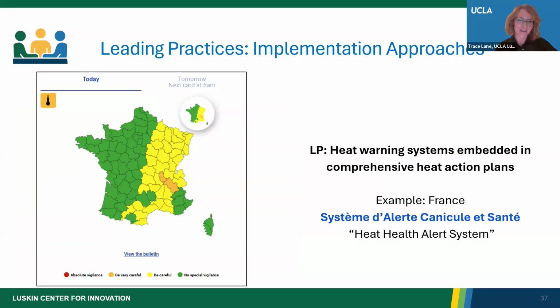Here we see another leading practice, heat warning systems being embedded in comprehensive heat action plans. Since the devastating heat wave that occurred in Europe in 2003, a national heat wave management plan has been presented annually by the Minister of Ecological Transition and Territorial Cohesion. The plan is focused on health and based on the Heat Health Alert System strategy for vigilance, and requires public authorities to monitor heat data in order to alert the public. In turn, each department or state has a unique heat response plan. Next slide, please.